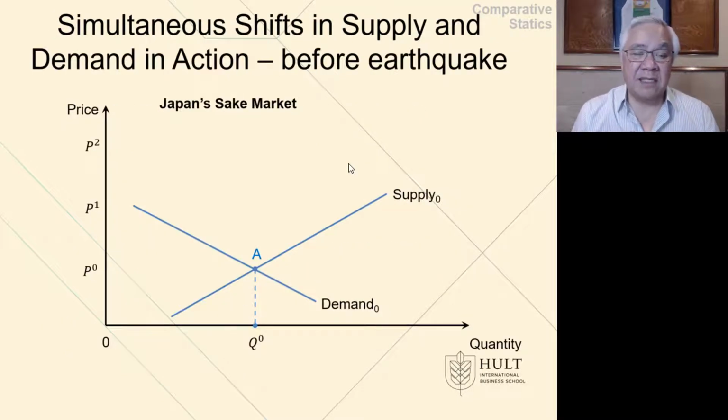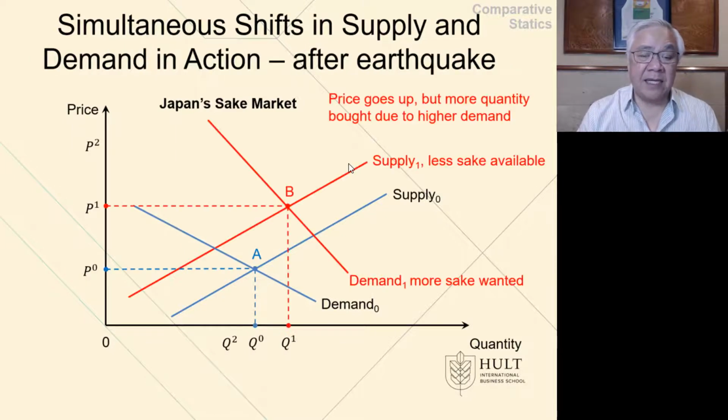So the first is the static position where we have equilibrium. Next is what happens when we have a simultaneous increase in demand, because after an earthquake, people may want to drink. And then the other is a shrinkage of supply because there's less rice available to make the sake. So one immediate impact could be that the price of sake rises and the demand for sake rises, right? Leading to higher price, more quantity sold.